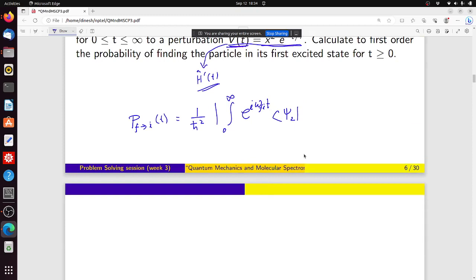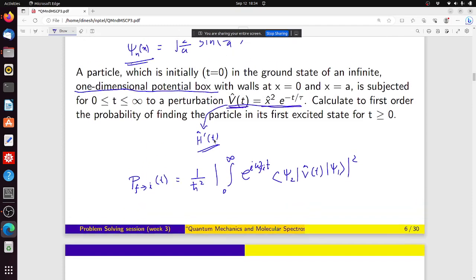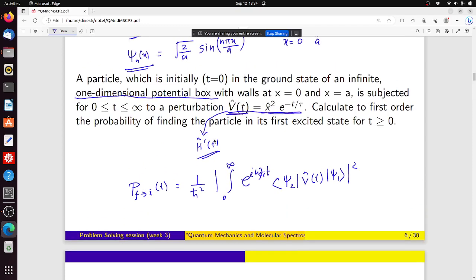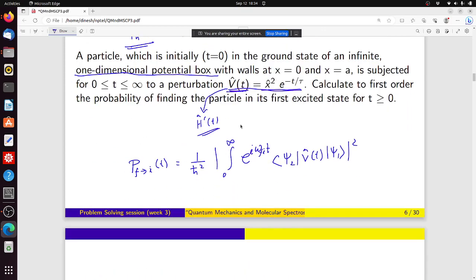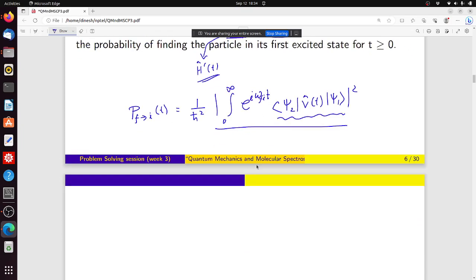So this is h prime. H prime is nothing but b of t in psi of 1 whole mod square. So we have to evaluate this term. First we have to evaluate this term actually.